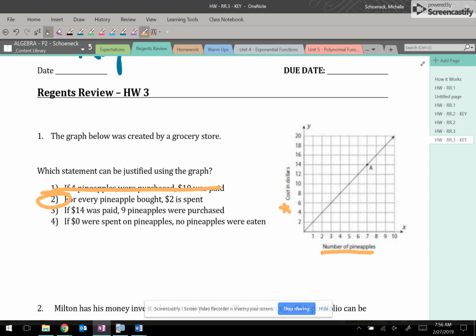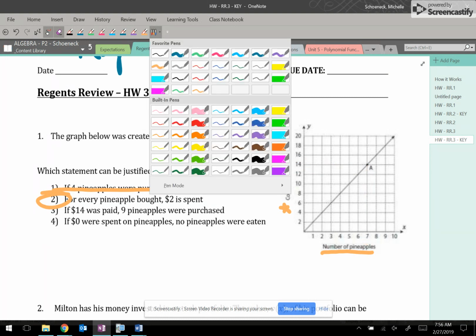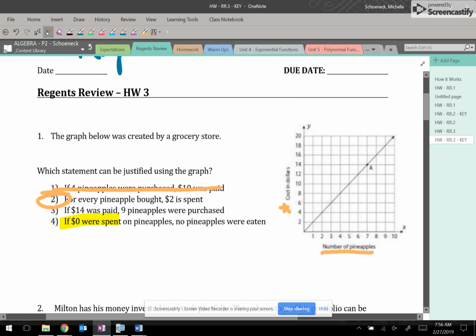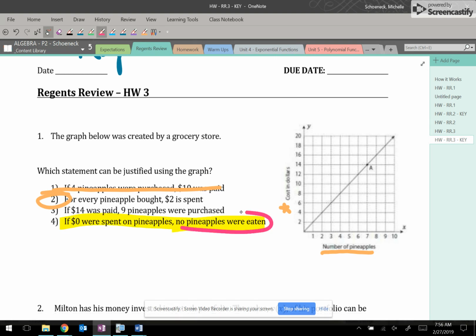But let's just go through. If $14 was paid, 9 pineapples were purchased, so $14 go across. That should be 9 according to that statement, but it's not, so that one's not true. And finally, I really want to point out this one here. If $0 were spent on pineapples, no pineapples were eaten. We're talking about number of pineapples, not how much was eaten. So that one for sure is not the right answer. So in this case, it is number 2.